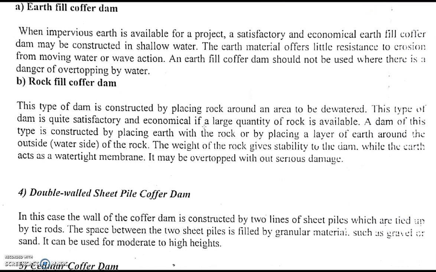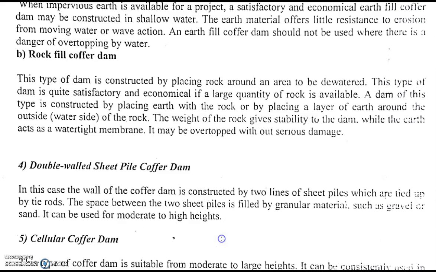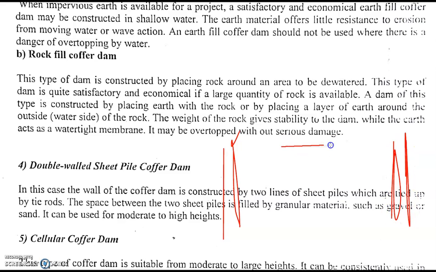And then we have got the double-walled sheet pile cofferdam. So you may wish to install double sheet piles on either side, just to make sure that your main body of the dam is protected, because it is very important that the main body should be protected. So you may install two sheet piles on either side.